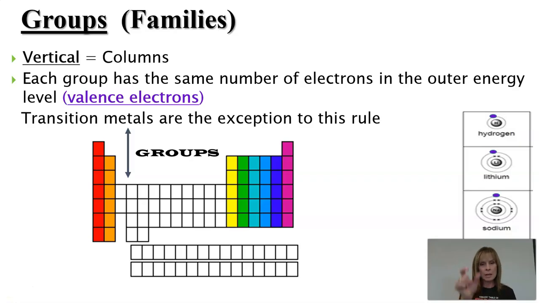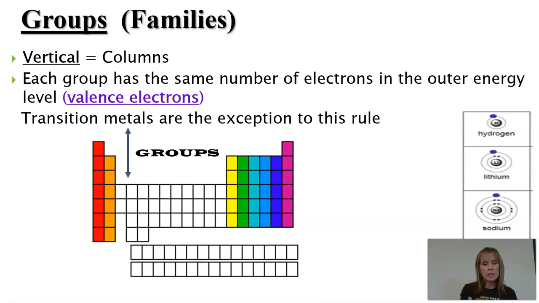Groups and families are up and down. They're the columns on the periodic table. They're the vertical columns. Each group, up and down group, has the same number of valence electrons. So everything in group 2 will have 2 valence electrons. Everything in group 8 will have 8 valence electrons.